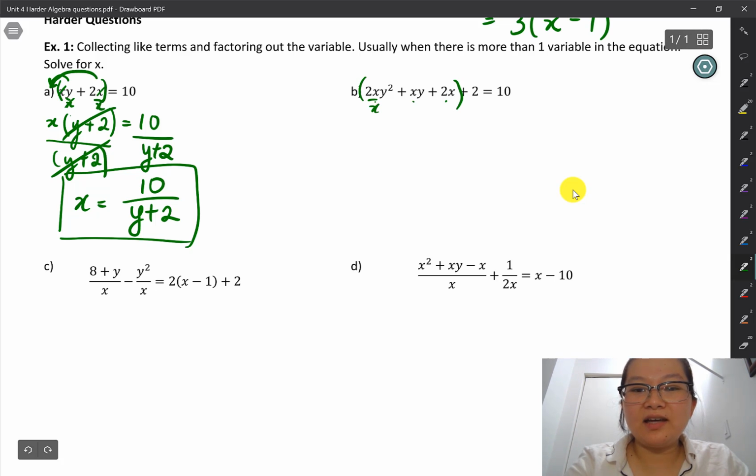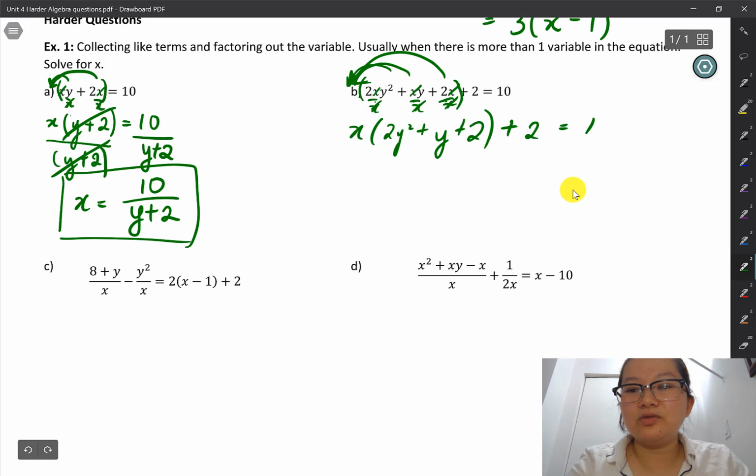I'm going to divide the x from every single term and then factor it outside. So then I get x in brackets here. I get rid of x here, that just becomes 2y squared. This x factors out here, that is plus y. And this x factors out of this x, and it leaves us with 2, and then plus 2 equals 210.